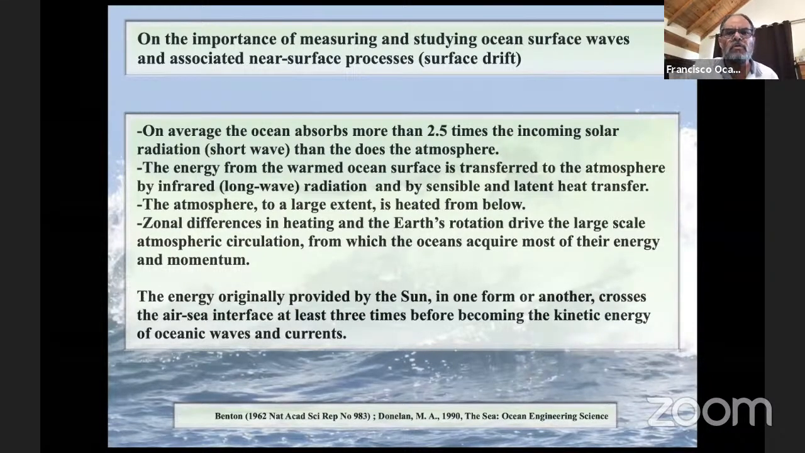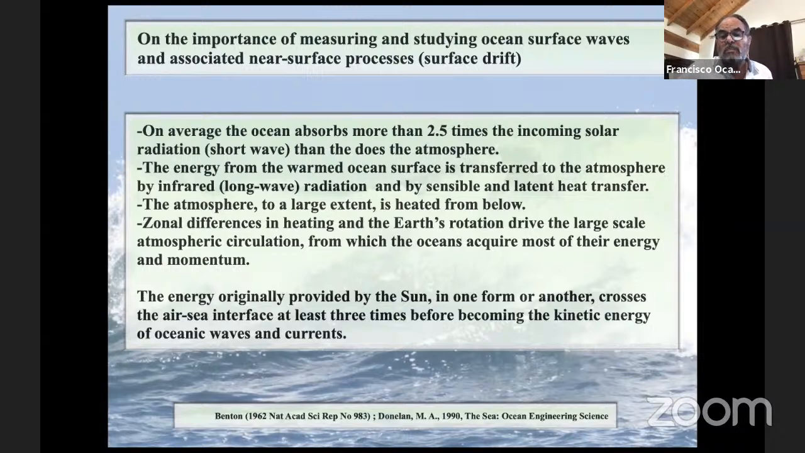So on average, the ocean absorbs more than 2.5 times the incoming solar radiation than does the atmosphere. The energy from the warm ocean surface is transferred to the atmosphere by infrared radiation and by sensible and latent heat transfer. Therefore, the atmosphere, to a large extent, is heated from below. Then, zonal differences in heating and Earth's rotation drive the large-scale atmospheric circulation from which the oceans acquire most of their energy and momentum. So finally, we can say that the energy originally provided by the sun crosses the Earth-sea interface at least 3 times before becoming the kinetic energy of oceanic waves and currents.